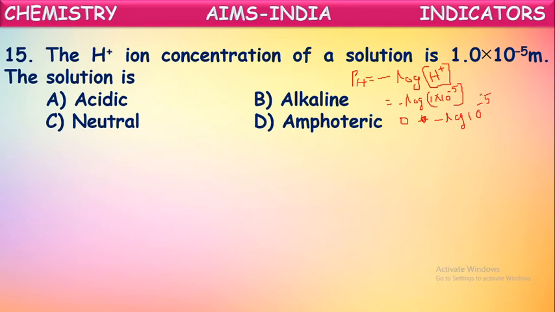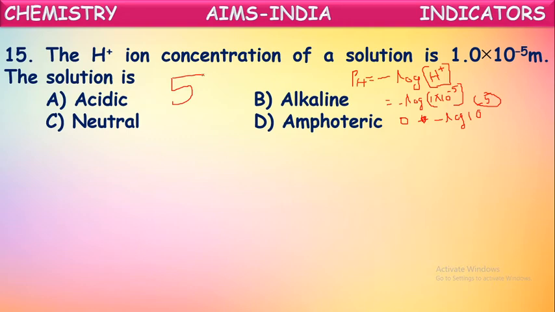So this numerator is in the form of log A power B. This B comes in front as the coefficient. So minus 5 comes in front. It becomes minus into minus 5 log 10. We know log 10 value is 1. So the total value becomes 5. So we are finding here the pH value as 5.